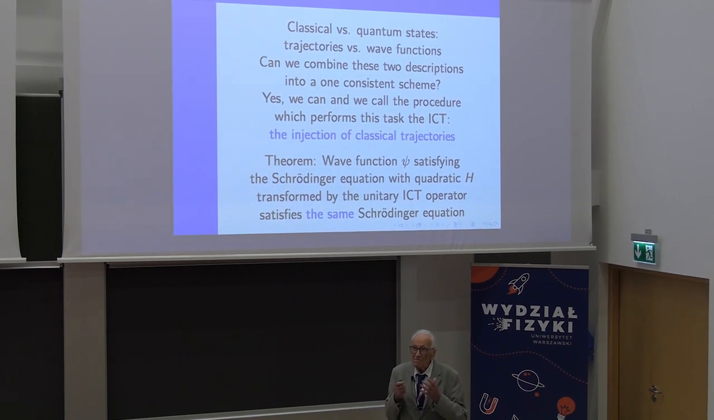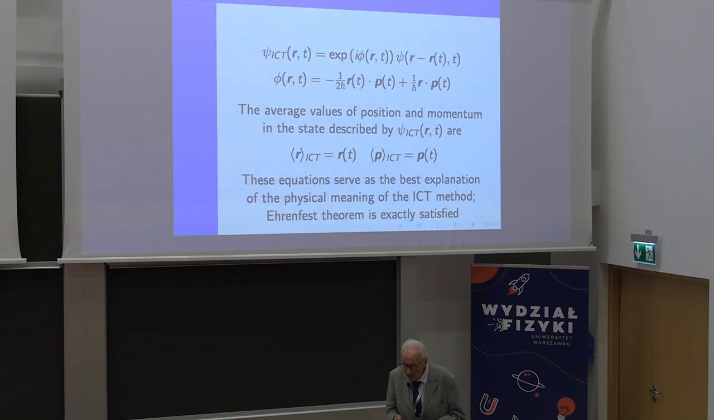How is this done mathematically? There is a formula. There is a formula for every wave function that satisfies the Schrödinger equation. We can assign a new wave function which has the classical trajectory injected inside. What does this injection produce? You can see here, you have the function which has the argument R shifted by the classical trajectory.